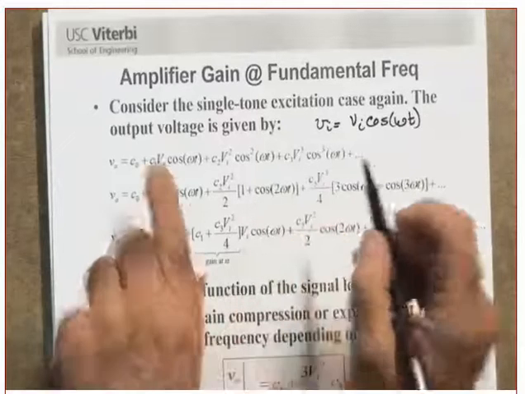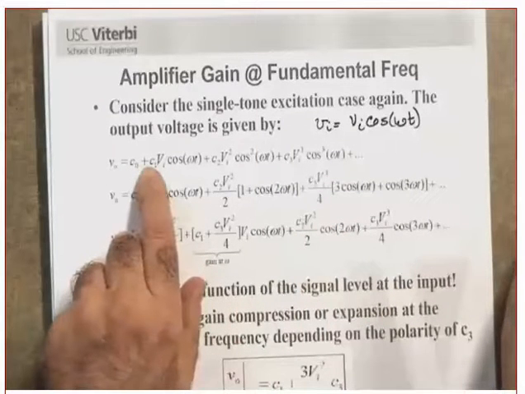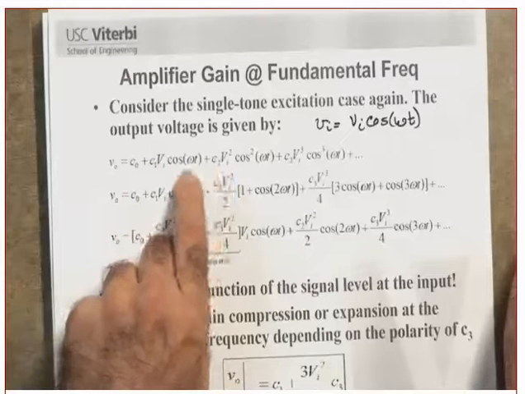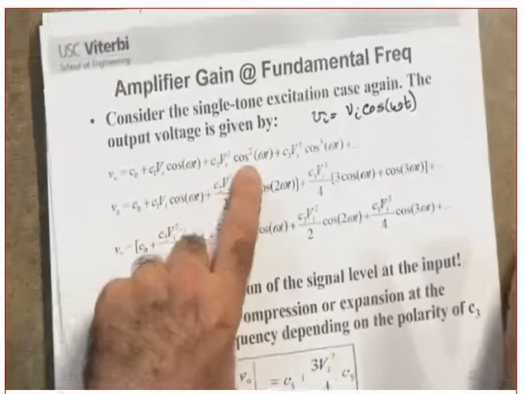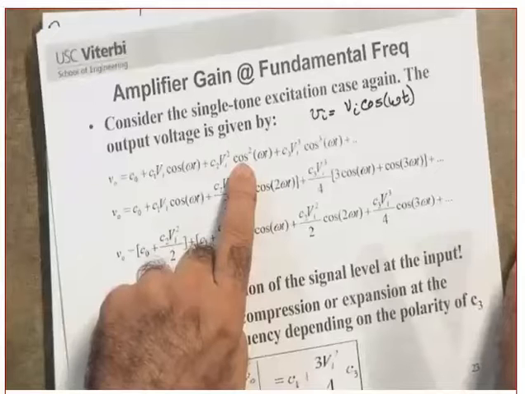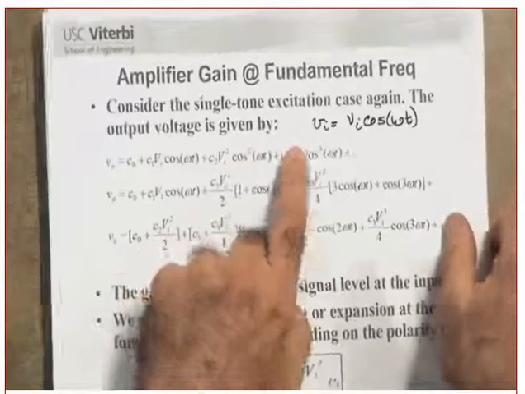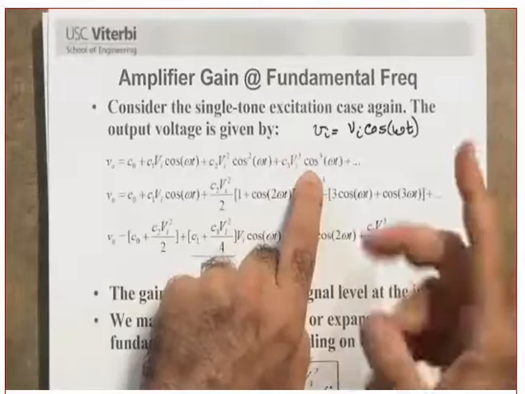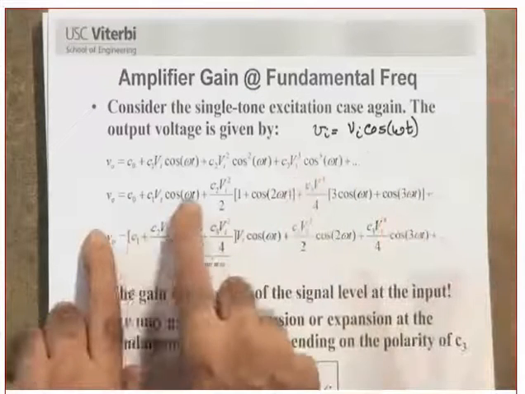The system is introducing nonlinearity, so what do I get? I get C0 plus C1 VI cosine omega naught t, plus C2 VI squared, which is from the second order nonlinearity, plus C3 VI cubed, which is from the third order. Clear? Single tone. Are you following me on that? Okay.